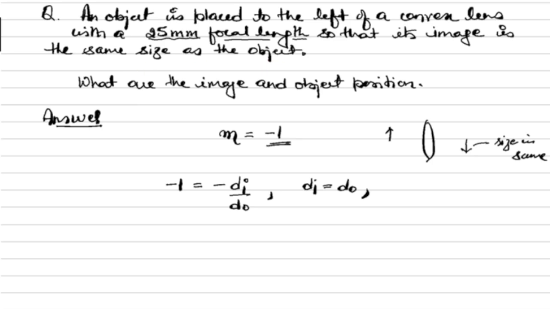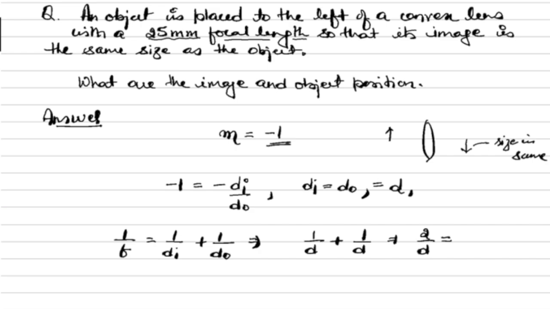Now you can apply the formula. 1 by focal length will be equal to 1 by di plus 1 by do. But in our case, it is the same. Let's say the common thing is d, so it will be equal to 1 by d plus 1 by d, or 2 by d will be equal to 1 by f. The focal length is 25, so I'm putting that value also. I will take d this side, and 25 will get multiplied here, so it will be 50. So the distance is 50. This distance is the same for the image as well as the object. So the object is at 50 to this side, and the image is also at 50. They are at equal distances. So that's it for this question.